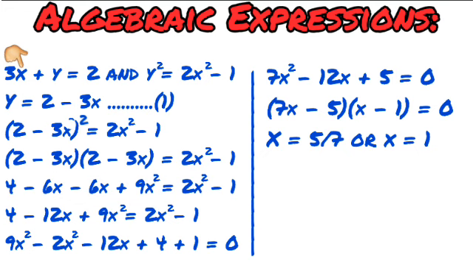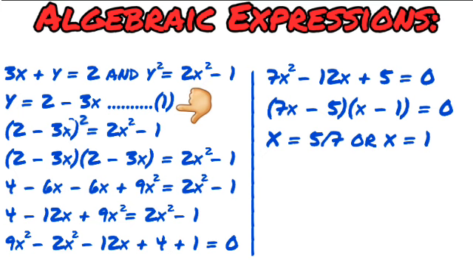So for our simultaneous equation, they gave us the first equation as 3x plus y is equal to 2. The second one is y squared is equal to 2x squared minus 1. So we are going to create equation 1 by using the first equation that we were given, the 3x plus y is equal to 2. We are trying to make that a y equation. So that means we're taking the 3x to the other side so that we can be left with y is equal to, and on the other side we have 2 minus 3x, because the 3x was positive, it has gone to the other side. All of this gives us a new equation 1.